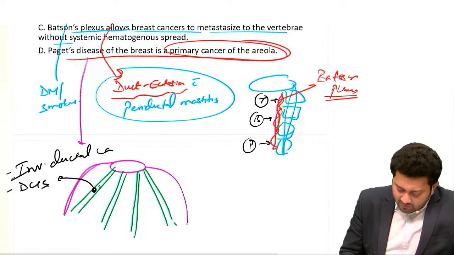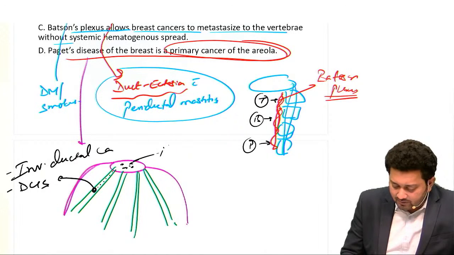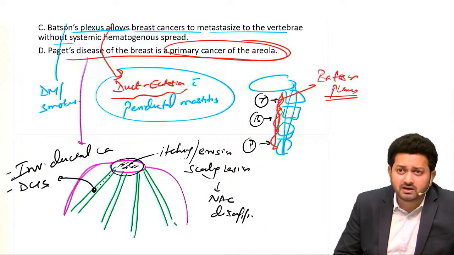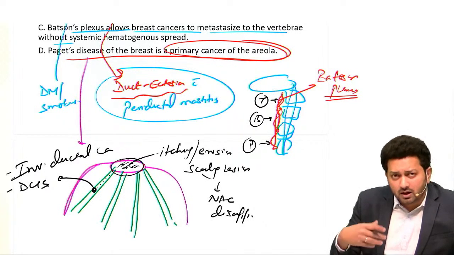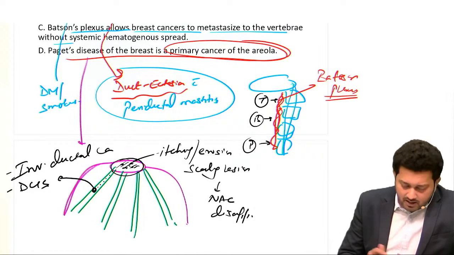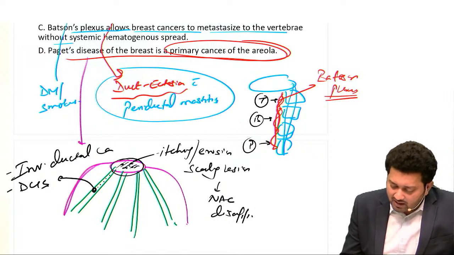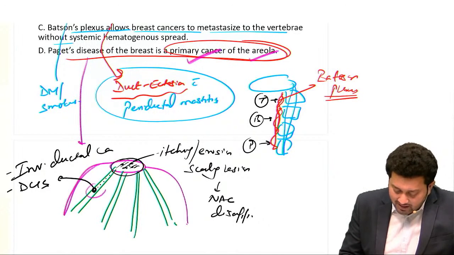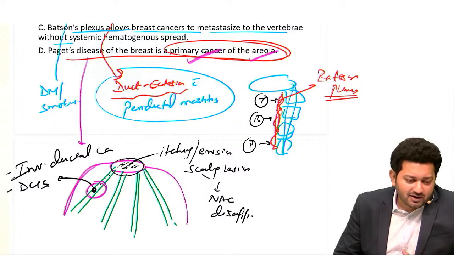From here the tumor cells can spread through the duct and can reach up to the nipple areola complex, causing itching, erosion, scaly lesion, and ultimately the nipple areola complex can disappear. So you have to take the biopsy from this area, which looks like eczema. Many times the patient goes to the dermatologist. Paget's disease is a cancer, okay, but it is not a cancer of areola. It does not arise from the areola. It arises from the duct.